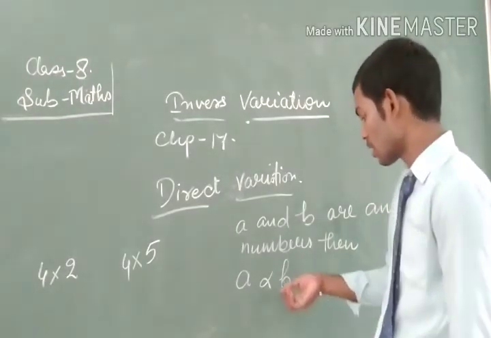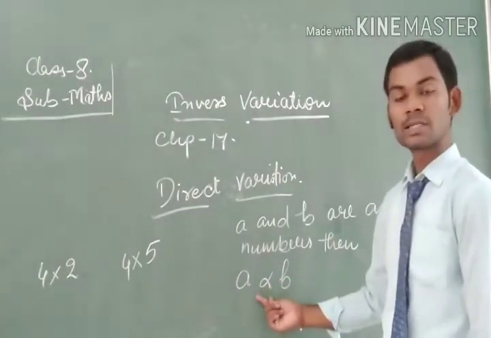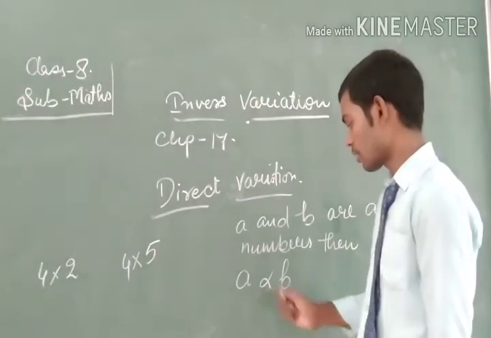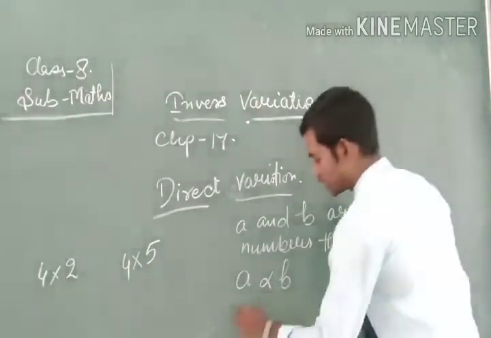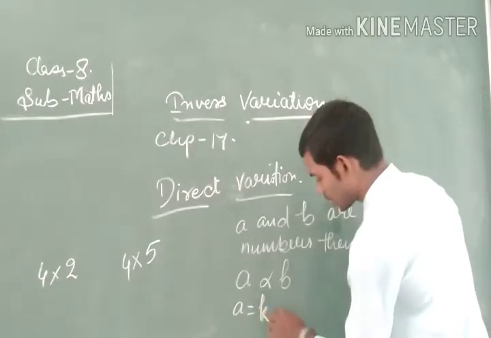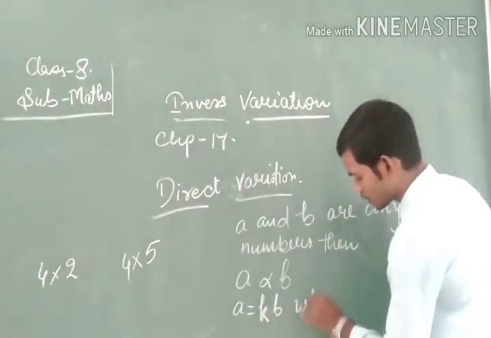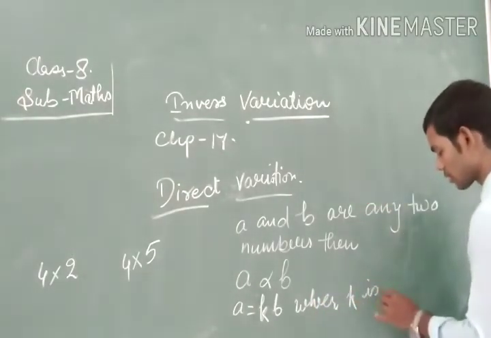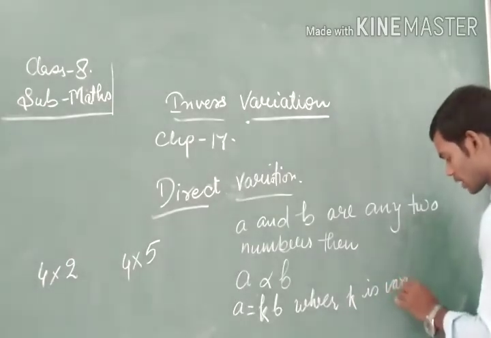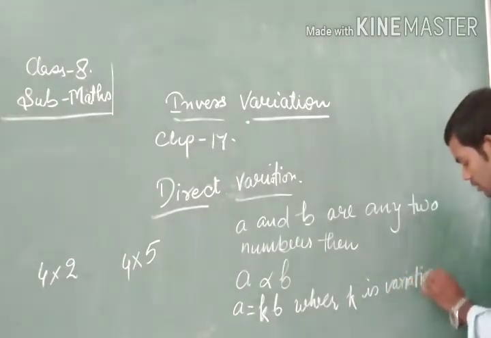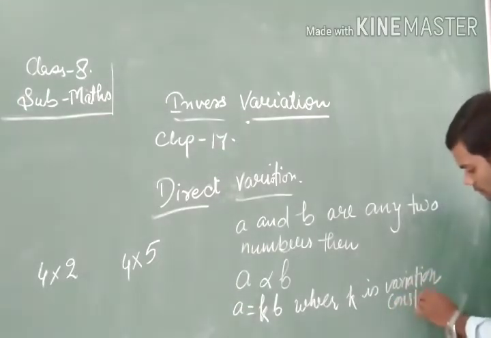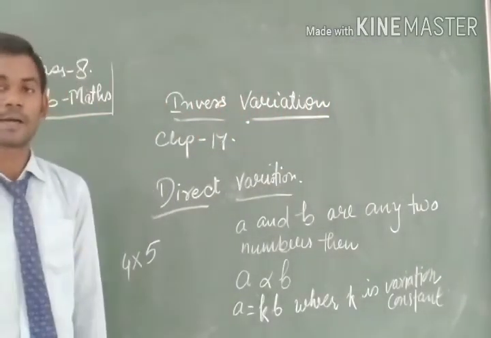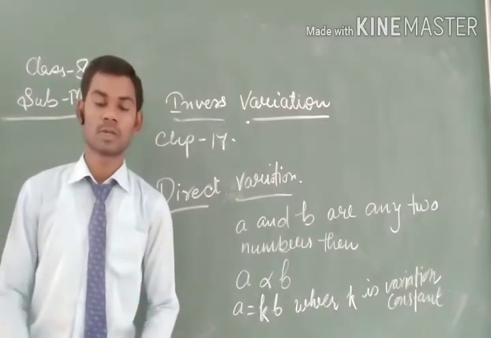And if we remove this proportionality sign, then we use a proportional constant in place of the proportionality sign, and we write A is equal to K into B, where K is the variation constant. So I hope what is direct proportion or direct variation is clear to all students.